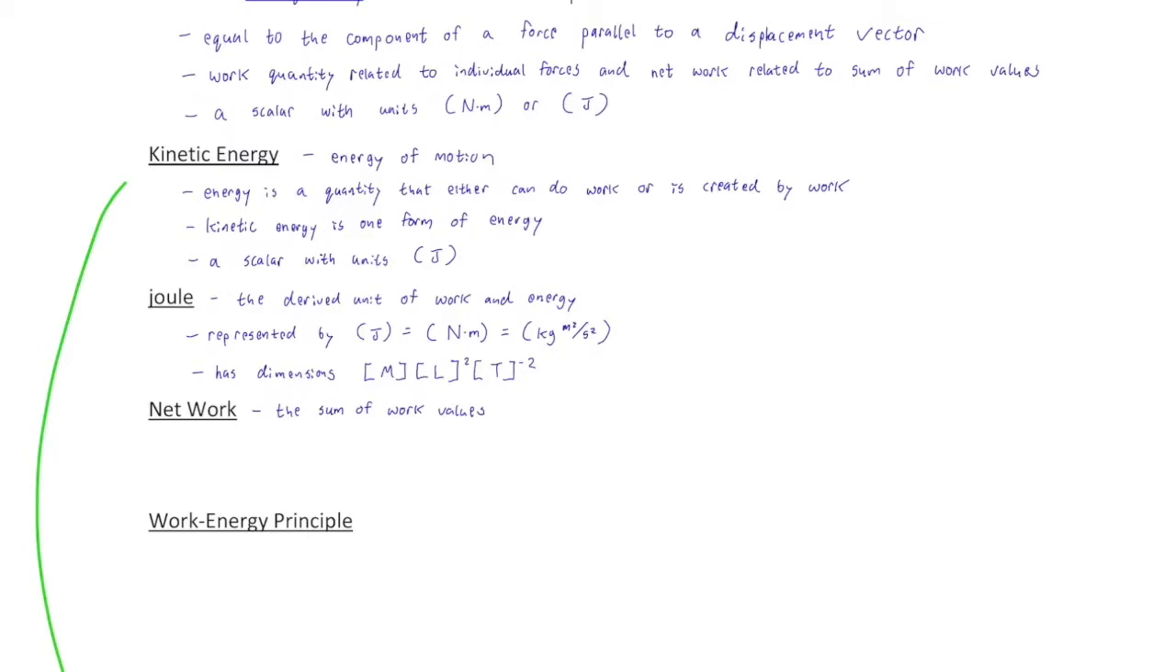All right, net work. I mentioned it up above, right? I said that when you sum up work, you get something called net work. It's the sum of work values. Each force does work, so the sum of work is net work. Since work is a scalar, the sum is arithmetic. No components. It's not like a vector sum.